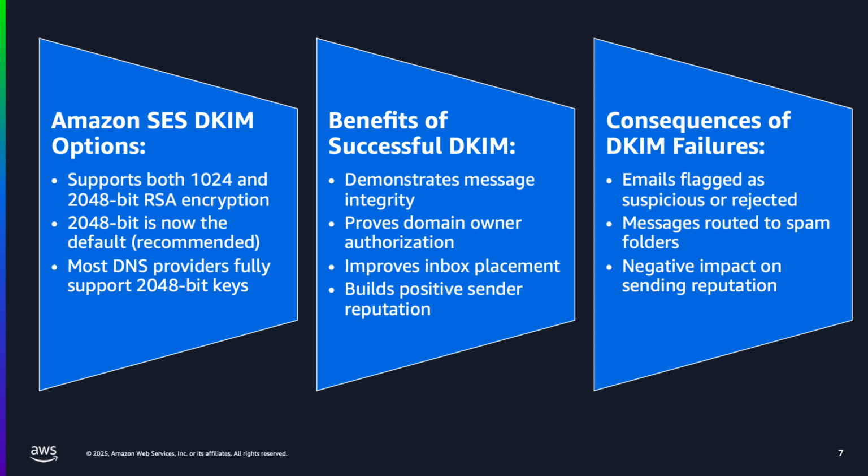Recipients can trust that the email was authorized by the domain owner and the email is more likely to reach the inbox rather than spam folders, which can help improve and maintain a positive sender reputation with mailbox providers. When DKIM authentication fails, legitimate emails may be flagged as suspicious or rejected altogether. Messages might be automatically routed to spam folders. Recipients may lose confidence in emails from that domain, which in turn can negatively impact your sending reputation.